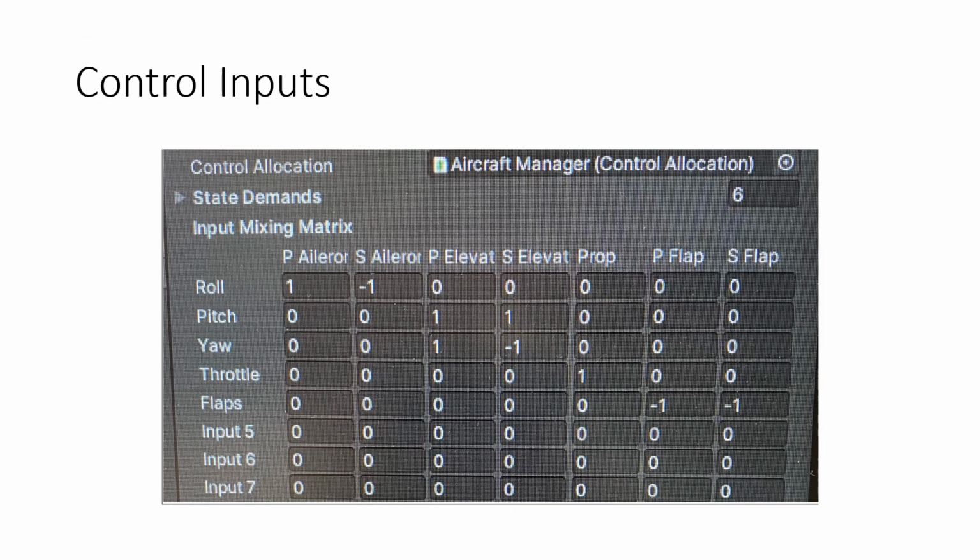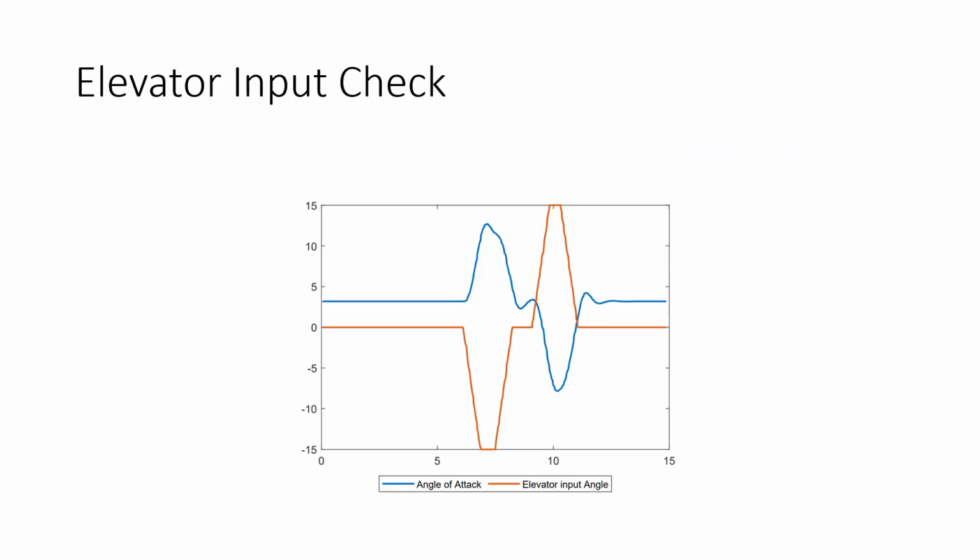These are the control inputs used to configure the Albatross and its flight instruments correctly. These control inputs can be validated by looking at an elevator input check. A negative elevator deflection gives a positive angle of attack, and conversely, a positive elevator deflection gives a negative angle of attack.